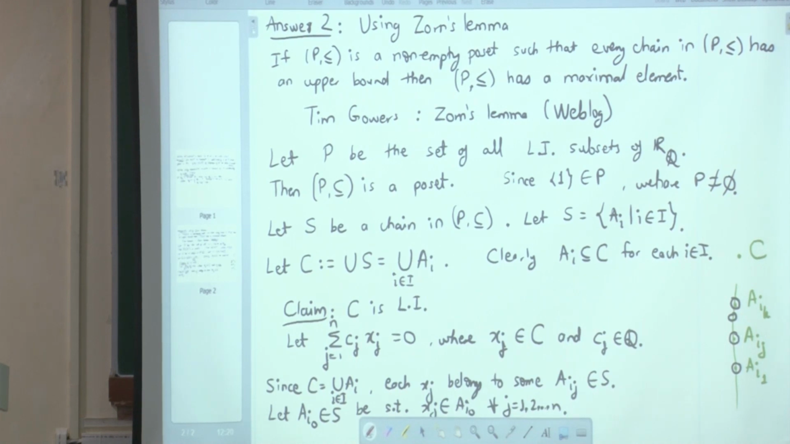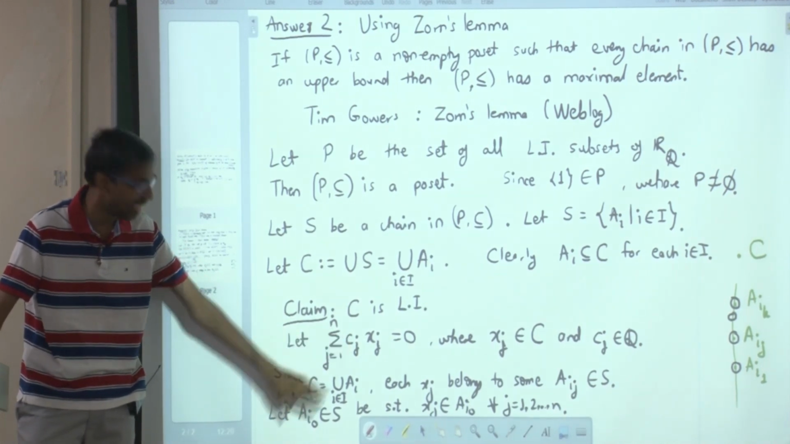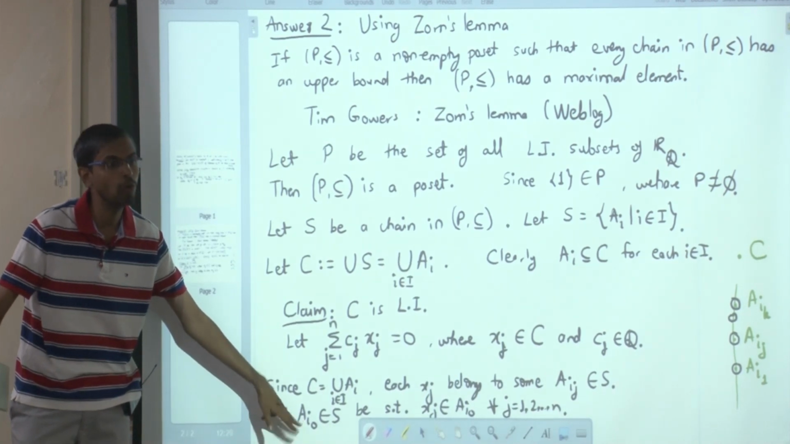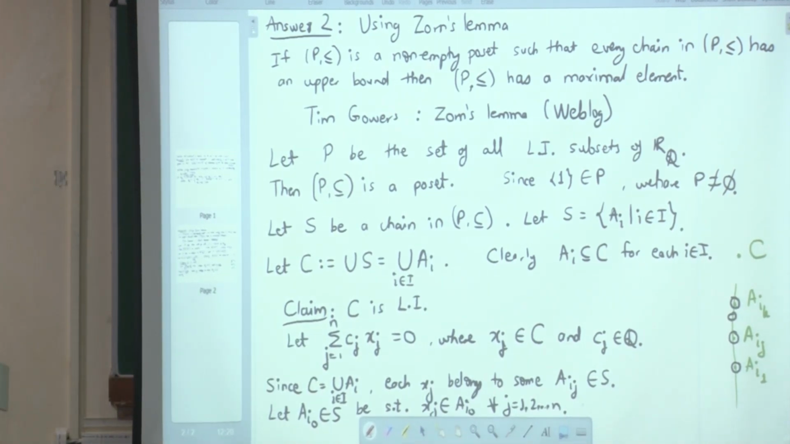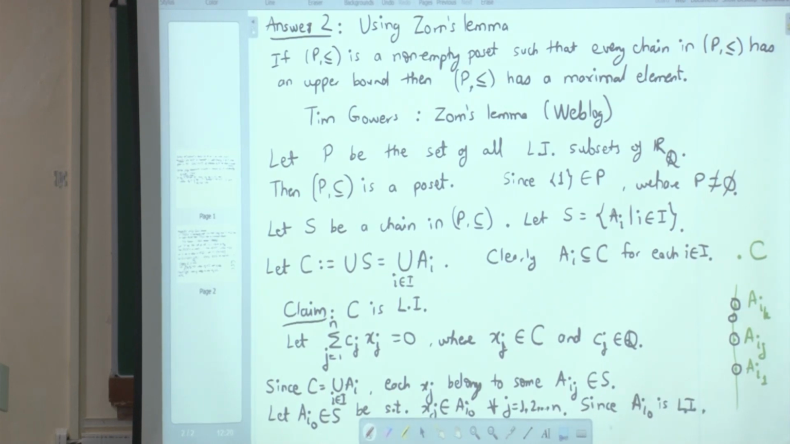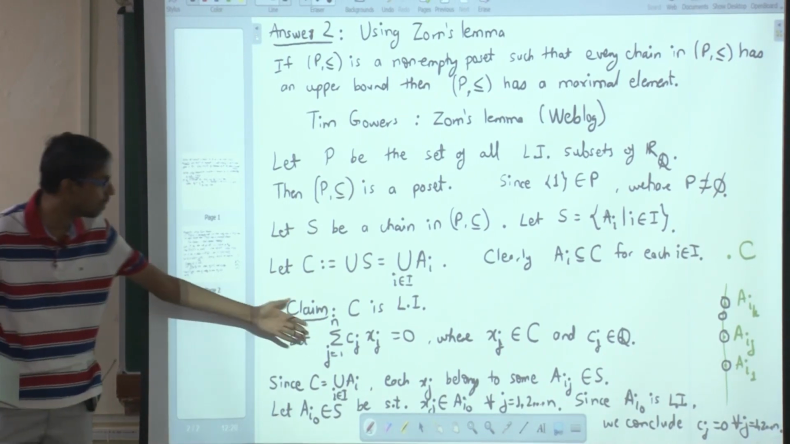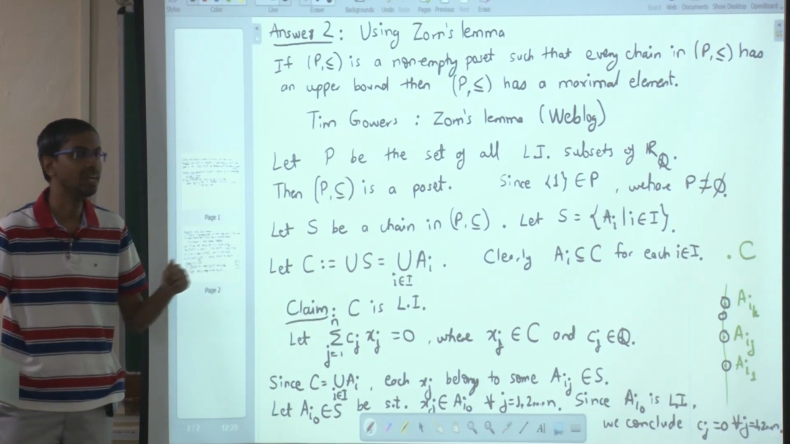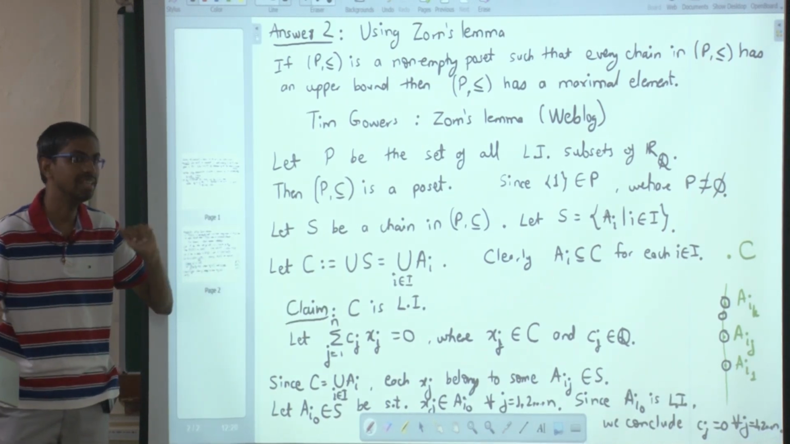Now here what can I conclude? Basically now I have a linear combination, summation cj xj, which is a finite linear combination of elements of A_i0. Since A_i0 is linearly independent, we conclude that little cj is equal to 0 for all j equal to 1 up to n. So what did we show? We started with an arbitrary linear combination and we showed that it must be the trivial zero linear combination. Therefore, I have proved the claim. C is linearly independent.